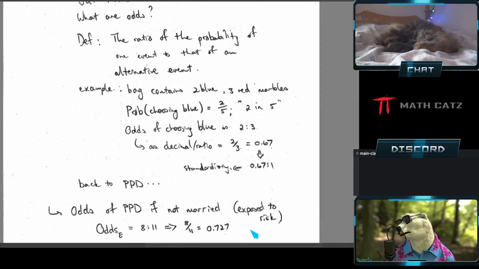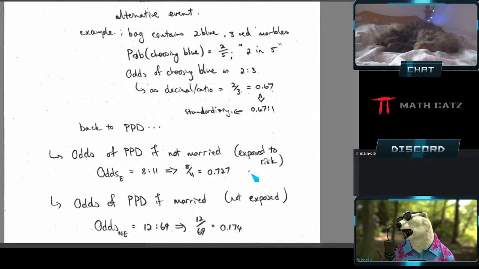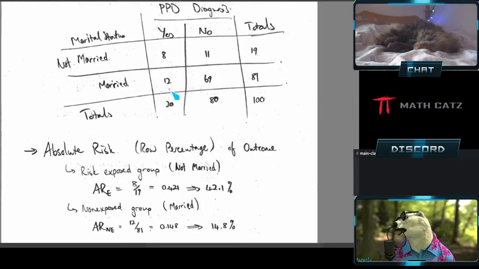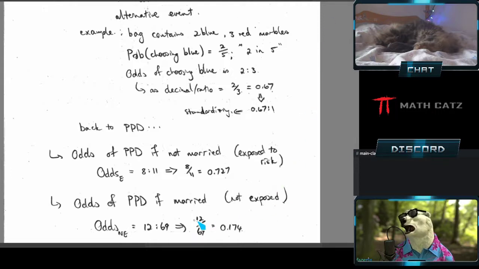Okay. The odds of having postpartum depression if married is then, of course, based on my table here, 12 to 69. Or presented as a single decimal number, 0.174. Of course, the odds are smaller because the odds are still connected very closely to the probability. They are not probabilities, technically speaking, not directly.